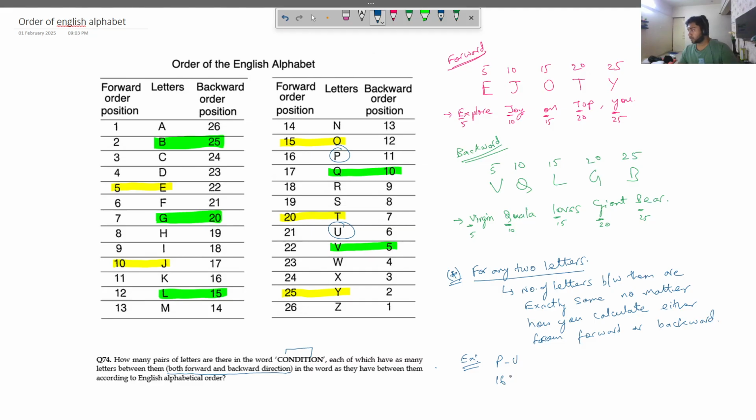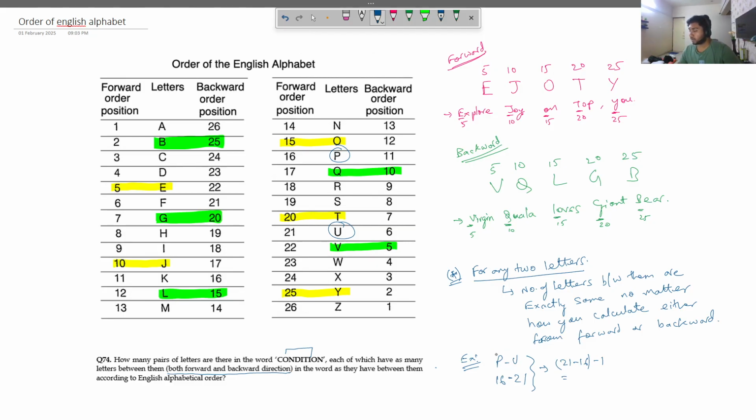Element O, P, Q, R, S, T, U, and U comes just after T. T's place value is 20, so U's place value would be 21, right? So the number of letters between P and U would be 21 minus 16 minus 1. This is minus 1 because we are excluding both P and U.